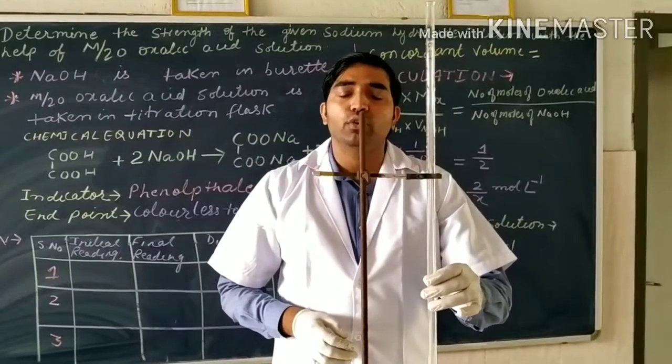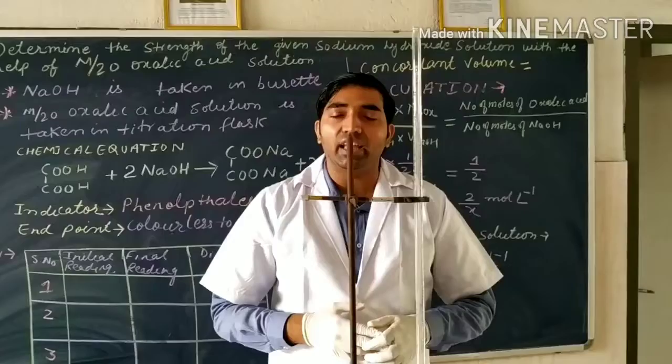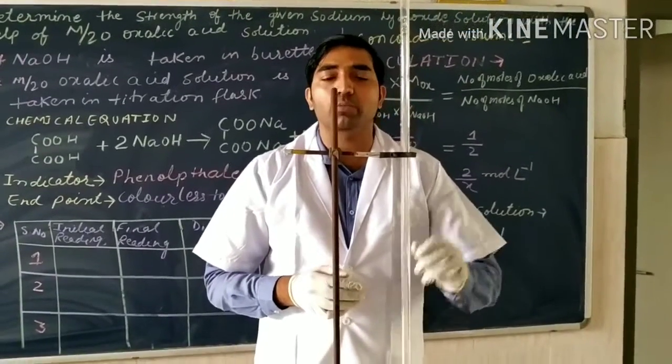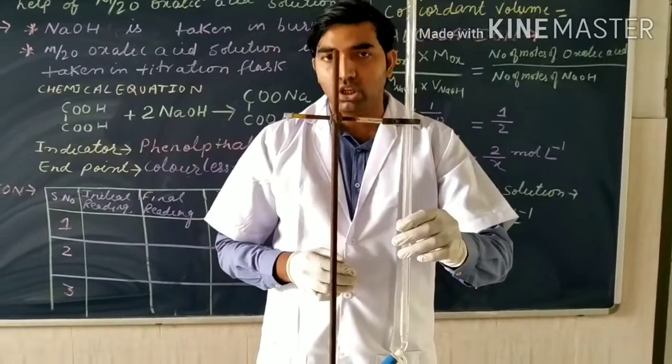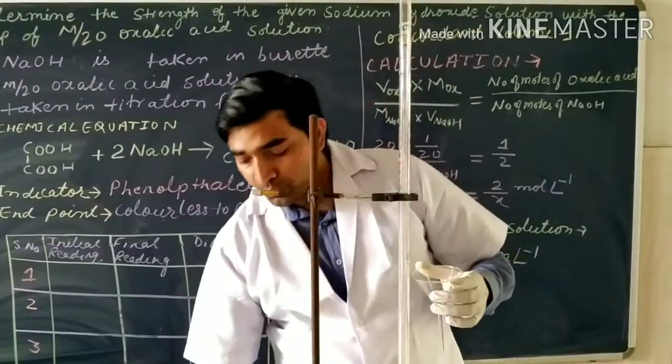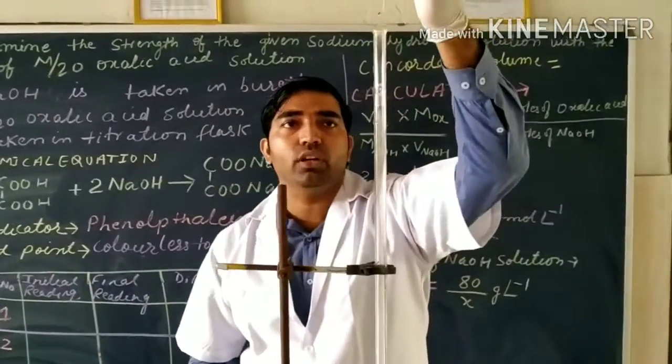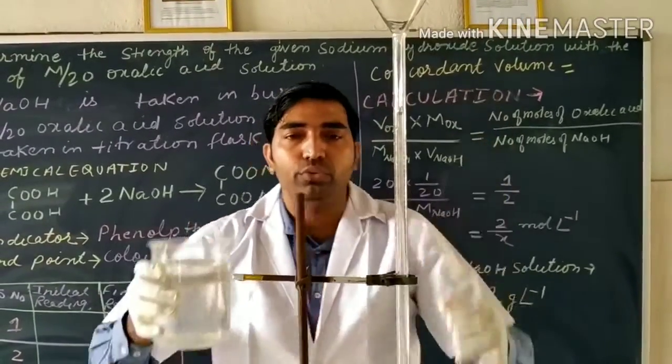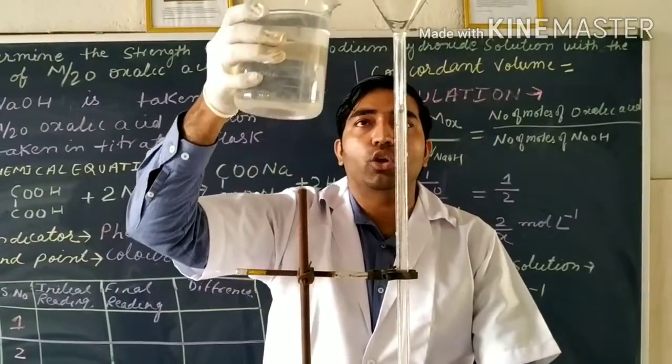This burette is first washed with distilled water and then with the NaOH solution which we have to keep in it, so that there is no alteration of volume. Now we have to put this funnel on this burette and fill it with the sodium hydroxide solution.